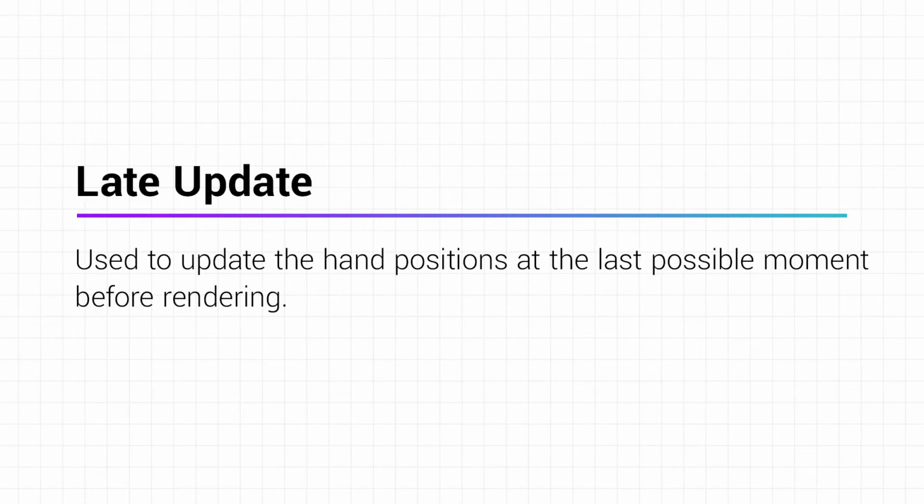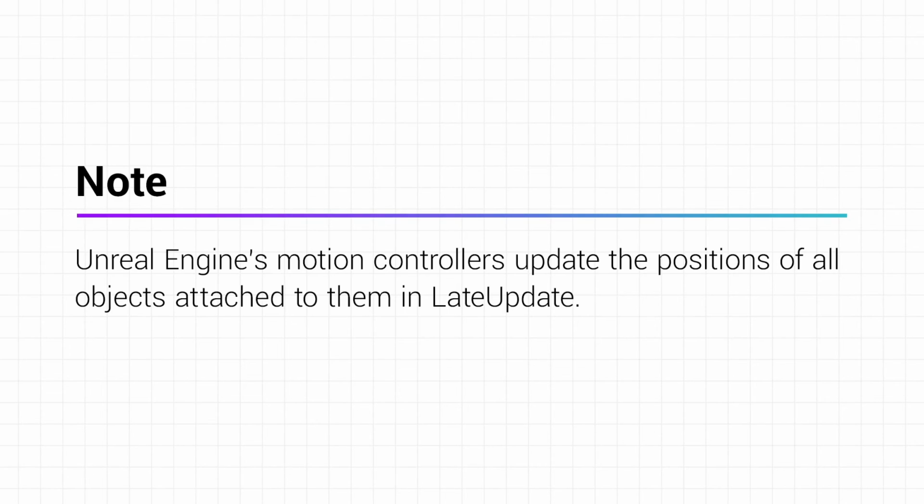Last but not least, late update is used to update the hand positions at the last possible moment before rendering. This allows you to render the hands as accurately to their real-world position as possible. However, it can cause complexities when additional objects are attached to the hands, as most position updates happen in the update tick. If a grabbed object is not also updated in late update, then it won't be aligned with the hands when rendered. By default, Unreal Engine's motion controllers update the positions of all objects attached to them in late update. This is important to be aware of since it happens by default, to help analyze issues, such as when and why objects aren't lining up like they should.